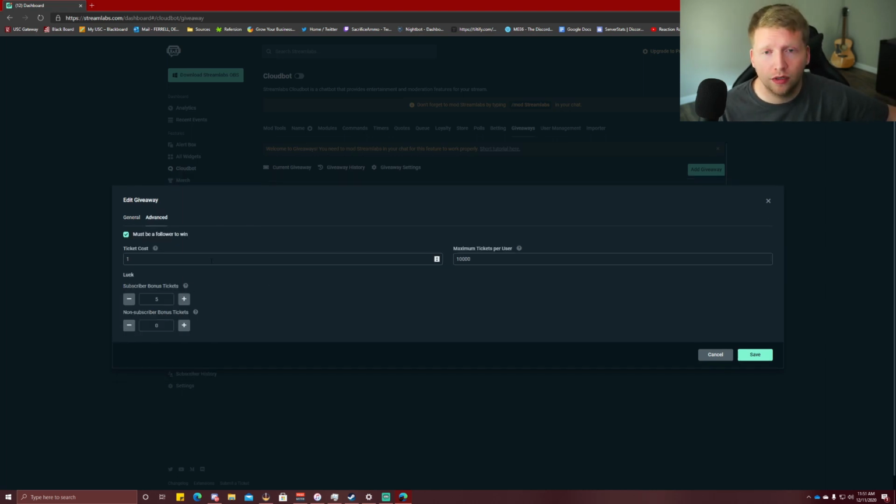And then this is where you're going to put how many loyalty points it's going to cost, right? So you hover over the question marks and it'll give you a brief description of what each thing is. So amount of CloudBot loyalty points that is required in order to purchase a single ticket. So this is important, right? So I did 1 ticket per entry. That means if you subbed, you got an extra 5 entries. And then as a subscriber, you get an extra 5 on top of it. So this is your first entry in, right? So if you entered 1, you got an extra 5. So now you have 6 entries.